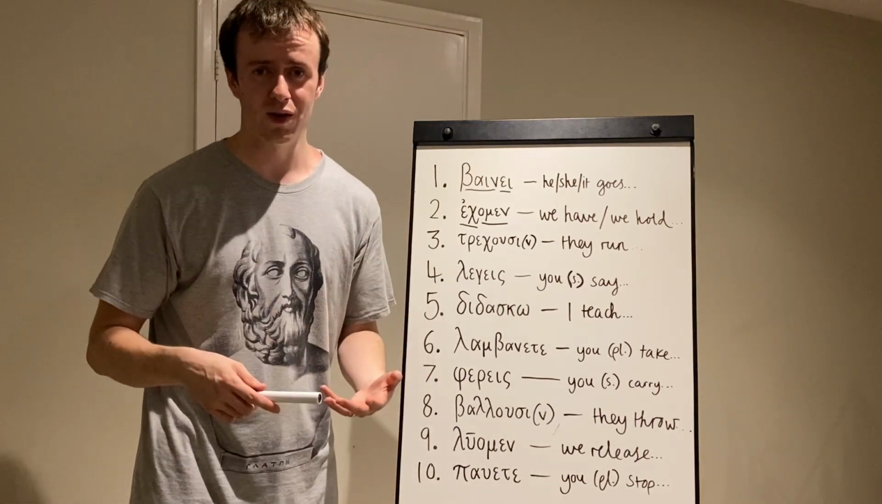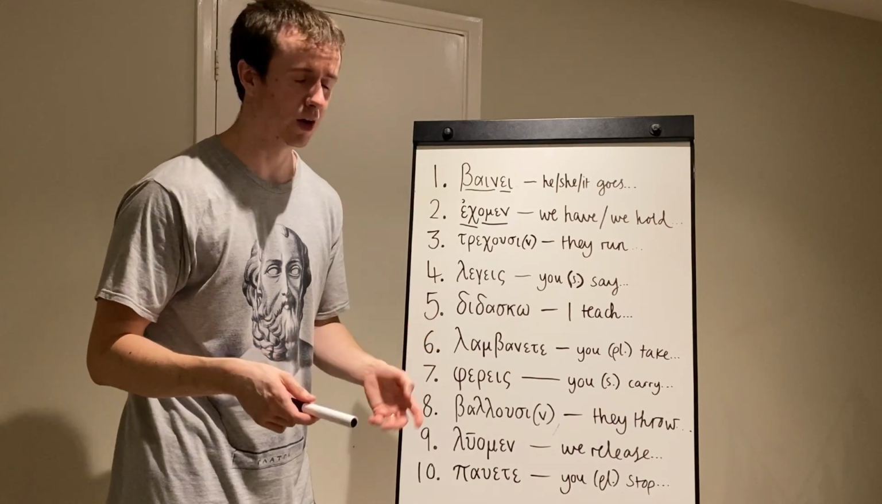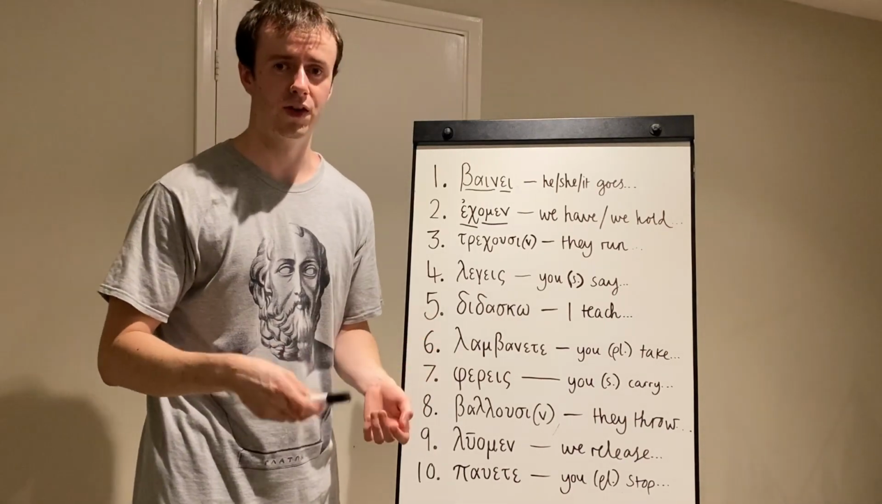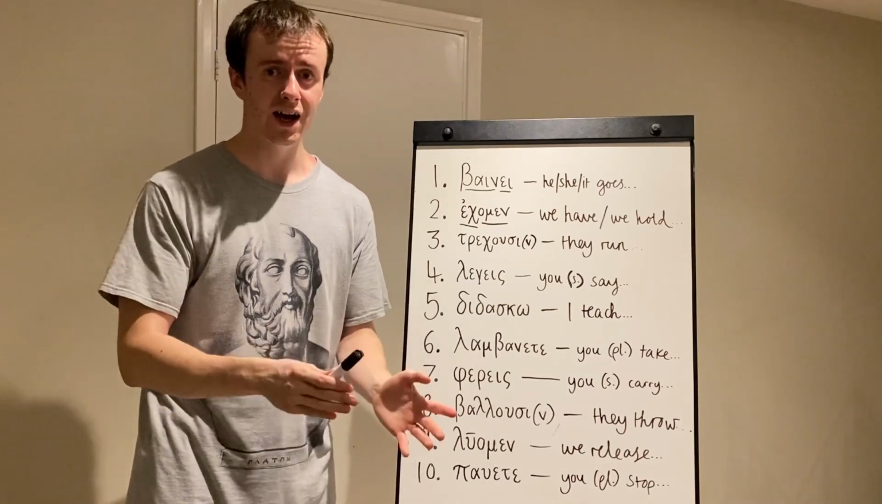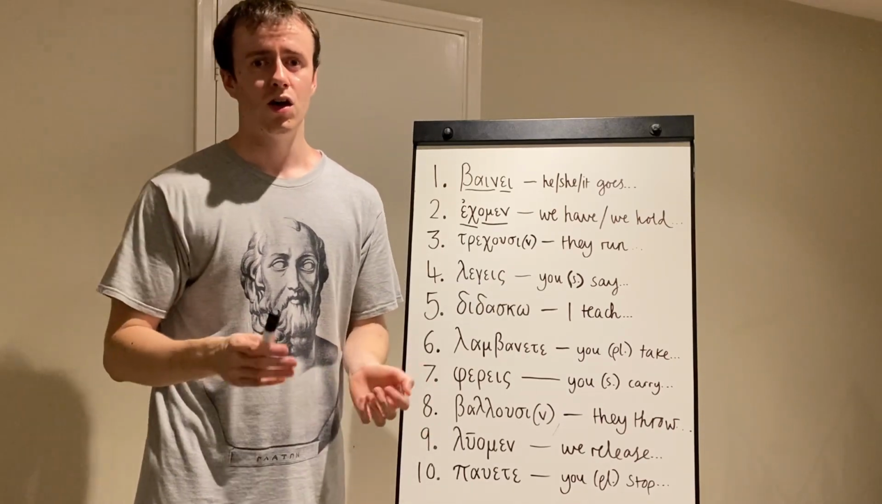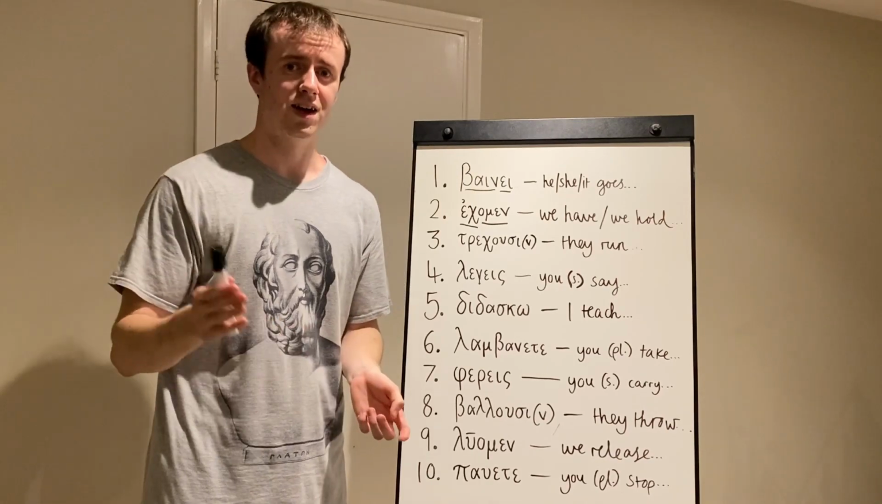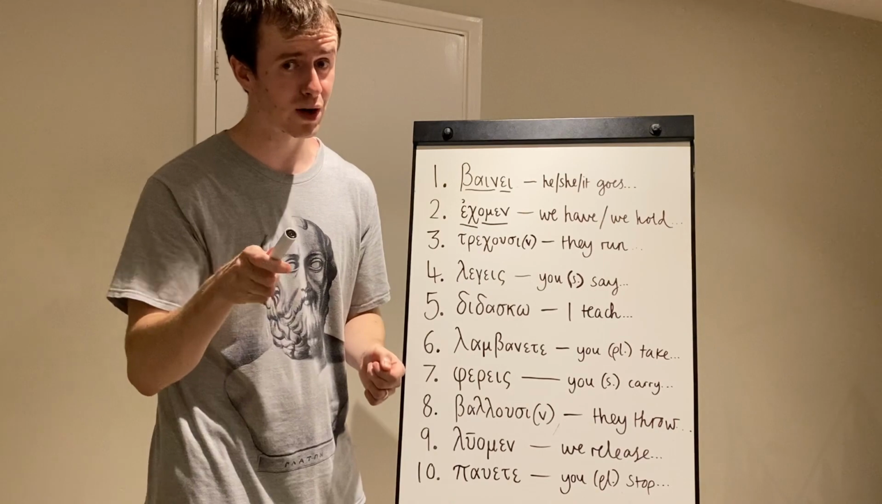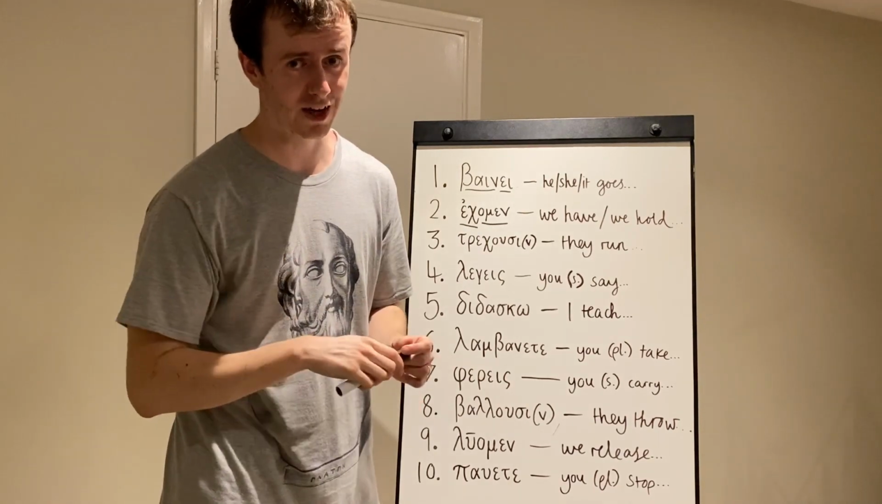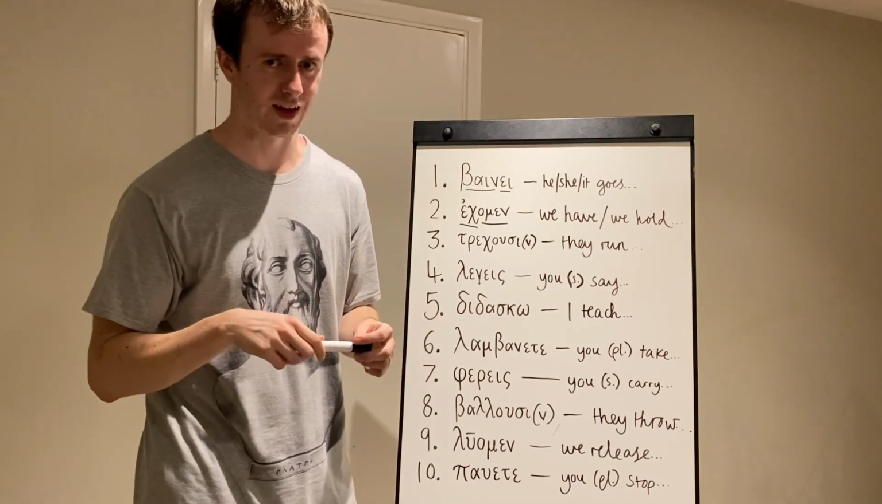I hope that you got all of those, but if you didn't, please rewatch the video. Try and learn those endings. Try and learn that or is used for I, eis for you singular, ei for he, she, it, omen for we, ete for you plural, and usin for they. In the present indicative active, for verbs ending in or in the first person singular.